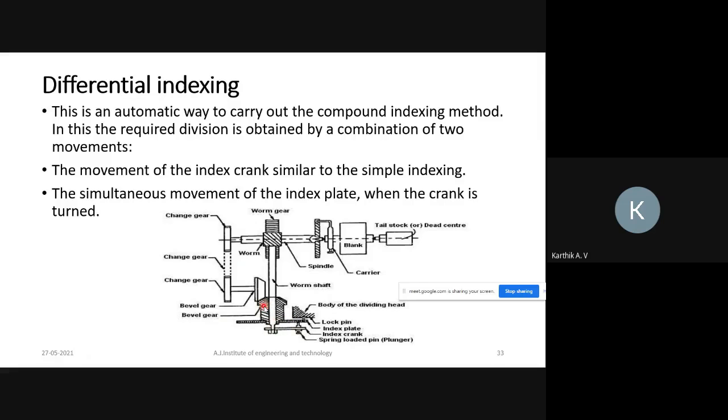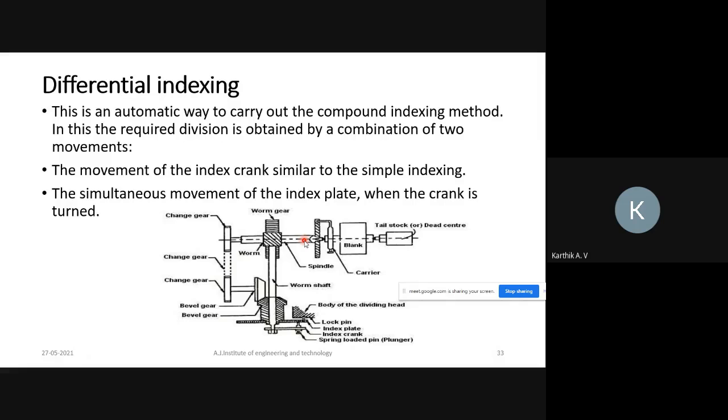This index plate is connected to the bevel gear. A bevel gear is one where the intersection is perpendicular. Two gears intersect at one point, and that point is called the intersection point. Both gears are perpendicular to each other, and that bevel gear is connected to the gear train. A gear train is nothing but a number of gears being used. Here three gears are used, and in that the middle gear acts as an idle gear. Then the third gear is connected to the shaft.